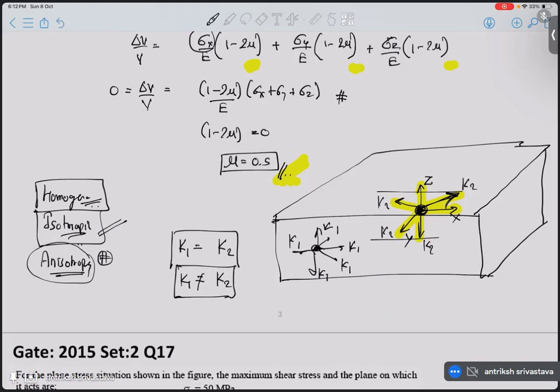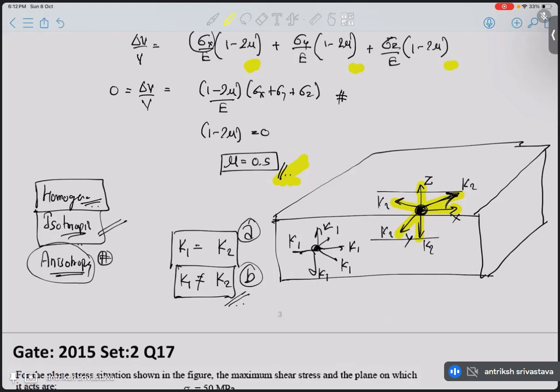So what do you think is the answer for this question, A or B? B, K1 will not be equal to K2.